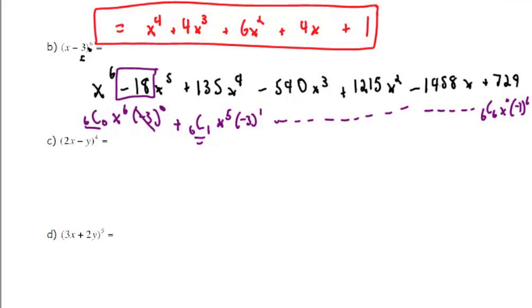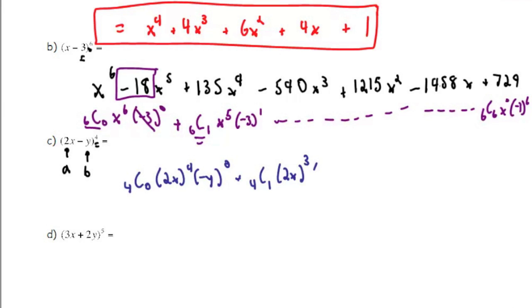Does that make sense? So we're just using this for this equation, and we're plugging in the values, and away we go. Let's show you how to do C again, and then you can do D on your own. So again, this is A, and that is B. This is our row number. So we start off by saying that we have 4 choose 0 times 2x to the power of 4 times negative y to the power of 0.